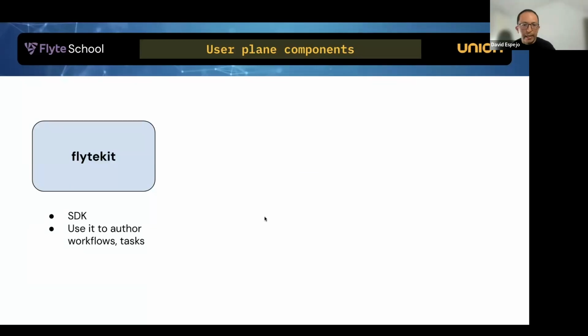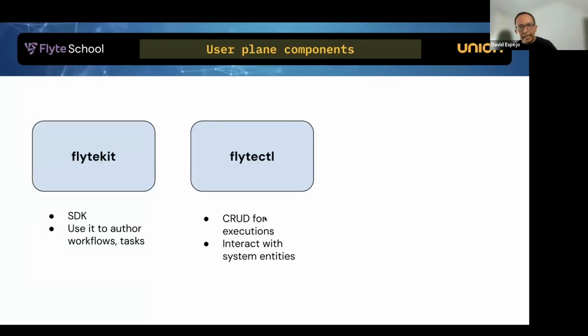That's Flytekit. Flytectl, think of this like the general purpose CLI that you will use to interact with the control plane. And you can perform the CRUD operations for workflow executions. And you will use it to interact with system entities. It's kind of network aware. It's not code aware. It doesn't understand your code. You use it to interact with the system mainly in the executions.